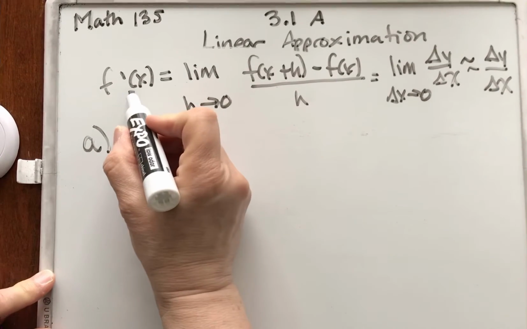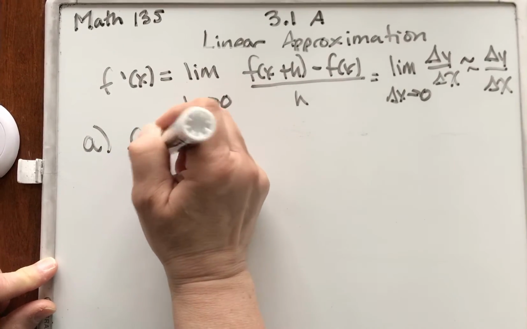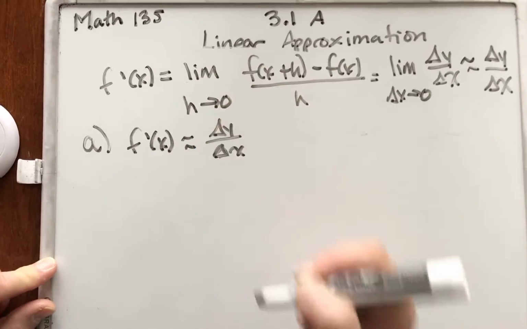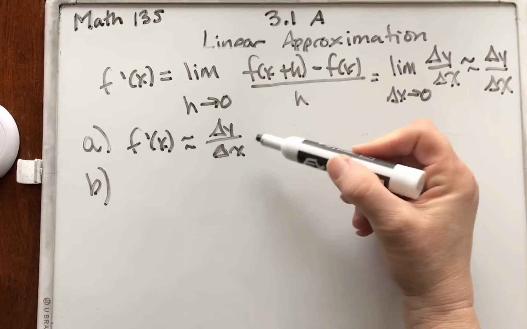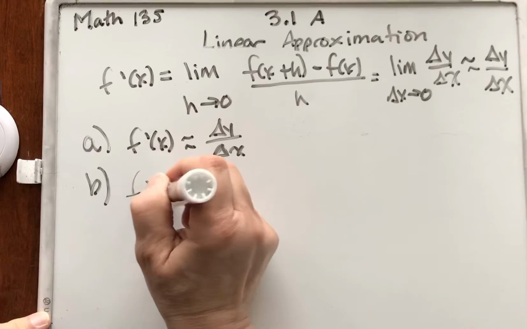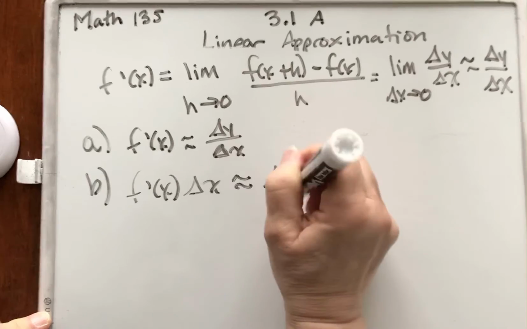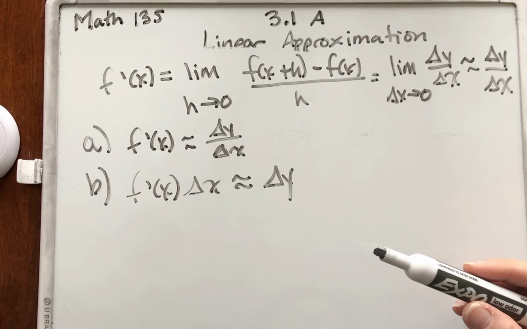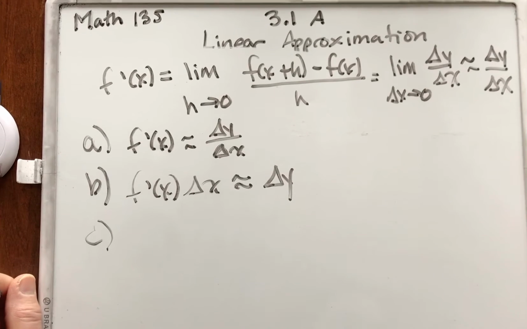So what can we get out of that? Well, we just said f prime of x is approximately delta y over delta x. Now, what if we were to multiply both sides by delta x? We would get f prime of x times delta x is approximately delta y. All we did is algebra, multiply both sides by delta x. Okay, now what else can we do?